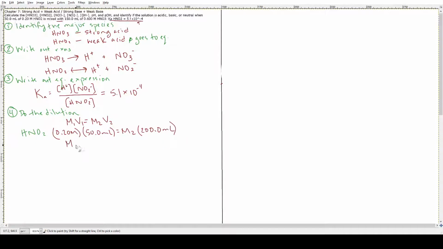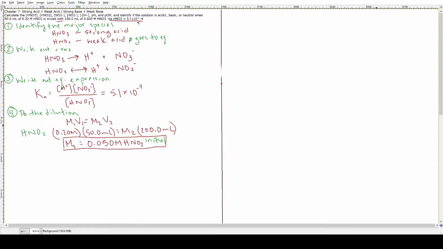So you end up with an M2 of 0.050 molarity HNO2. Now let's think to ourselves, is this the concentration at the beginning or the end or both? This is the initial concentration. Do we know the final equilibrium concentration? Not yet, we don't. Okay.